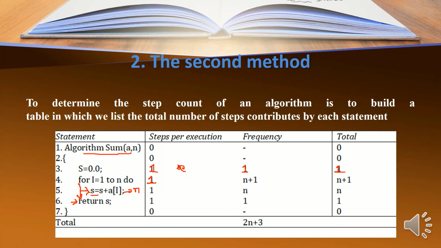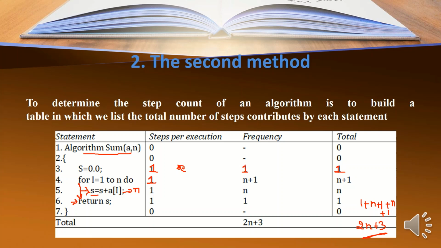So now let's total it. The total here is 1 plus n plus 1 plus n plus 1. So 2n plus 3. So the time complexity is 2n plus 3. This is the other method, in the table format.